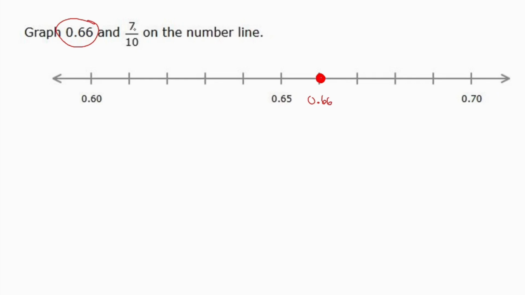Now, 7/10ths, I don't see any fractions here on the number line. So what I'm going to do is view 7/10ths as a decimal. And you write out 7/10ths the way it's supposed to be written out, 0.7. Now I'm looking at this and none of these are exactly the same. Oh, but you know what?